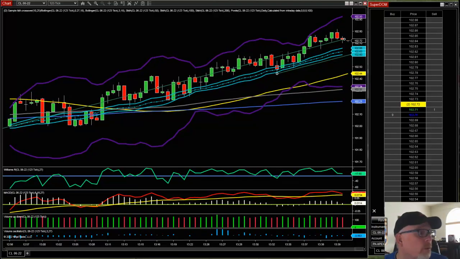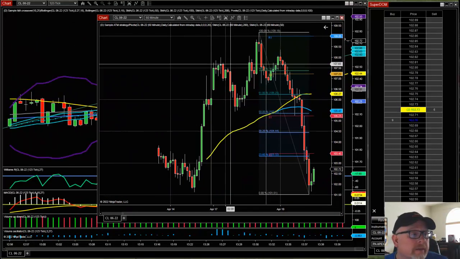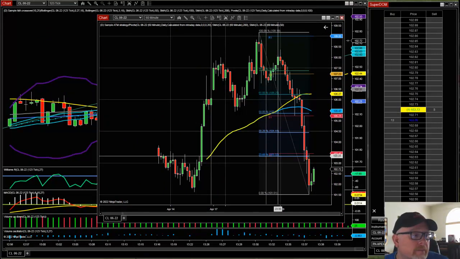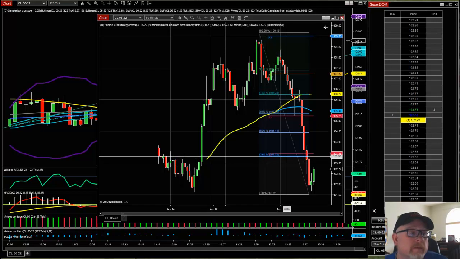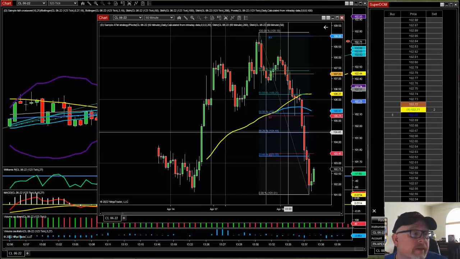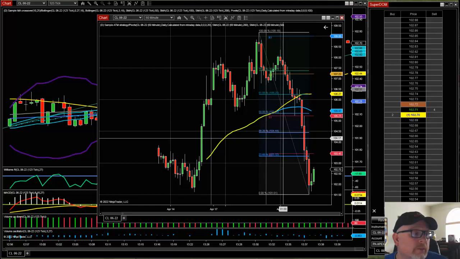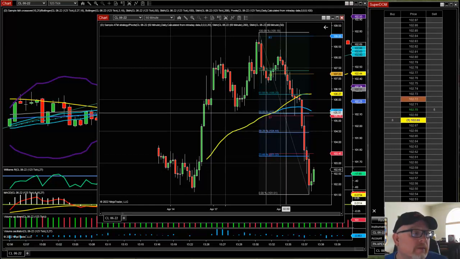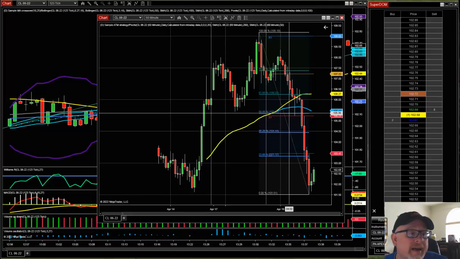One thing that's got me worried, to be honest, is Fibonacci numbers right now. We could easily make a run to 103.32. We could make a run to 50%. Excuse me, that's 38.2 to 104.40. 50% brings it back to 105.